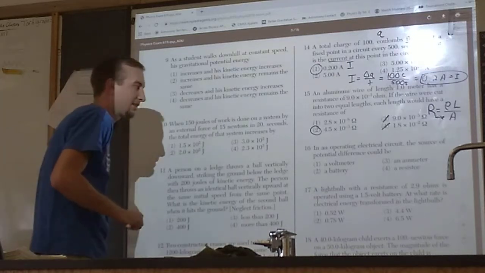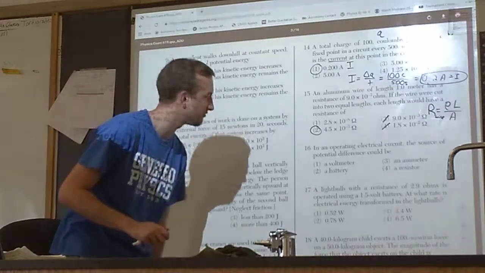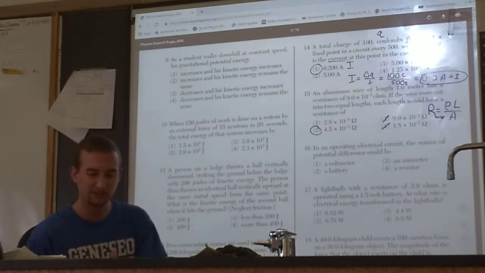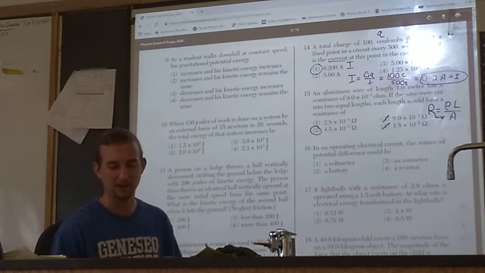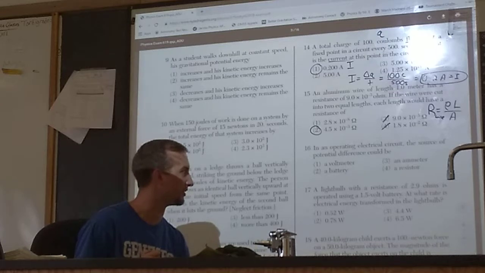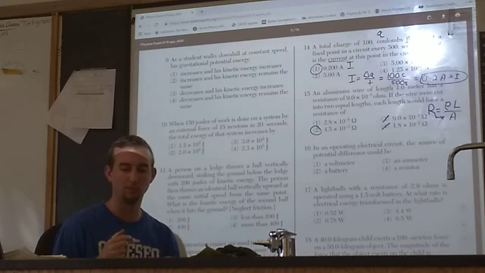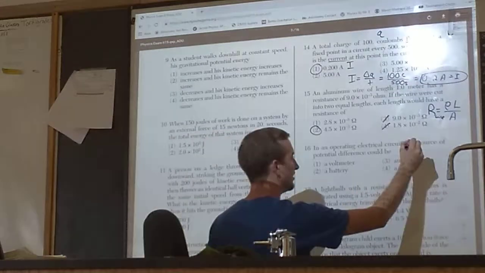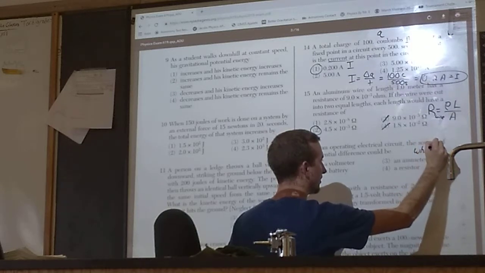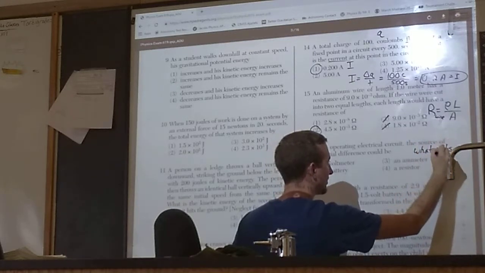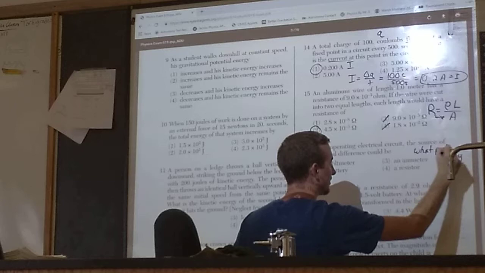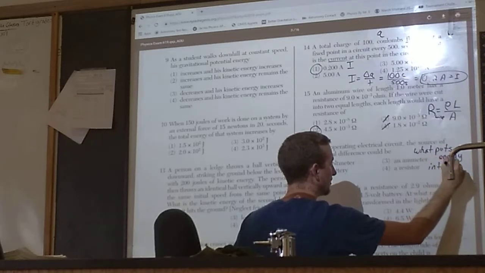In an operating electric circuit, the source of potential difference could be, this is worded a little strange, okay? The source of the potential difference. What this really means is what is actually putting energy into the circuit. What puts energy into the circuit?